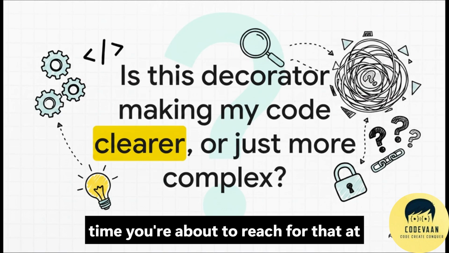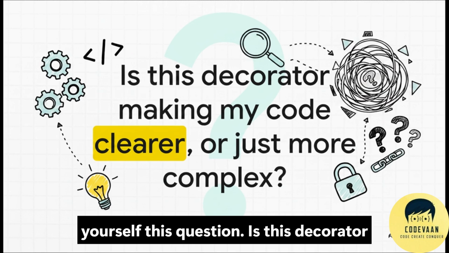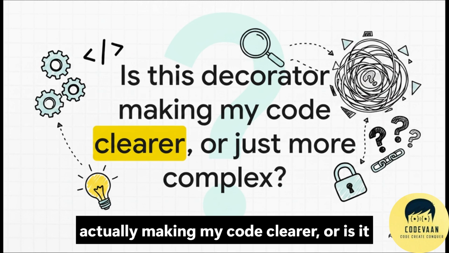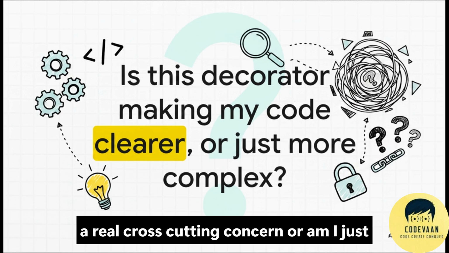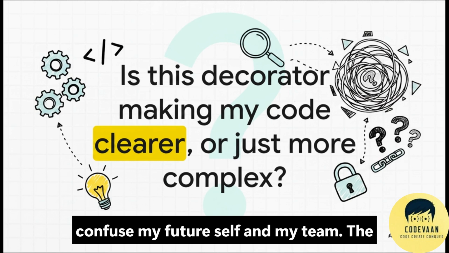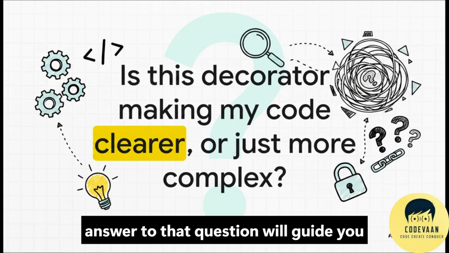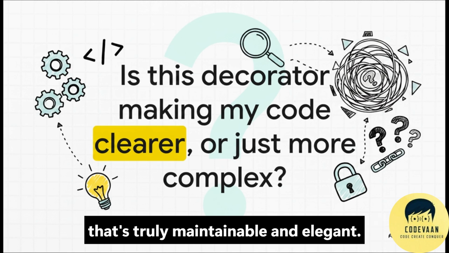So the next time you're about to reach for that @ symbol, just pause for a second and ask yourself this question. Is this decorator actually making my code clearer, or is it just making it more clever? Am I solving a real cross-cutting concern, or am I just adding a layer of magic that's going to confuse my future self and my team? The answer to that question will guide you toward not just code that works, but code that's truly maintainable and elegant.